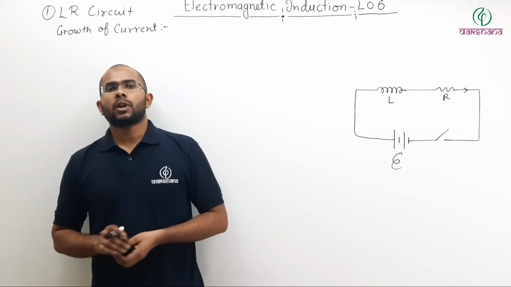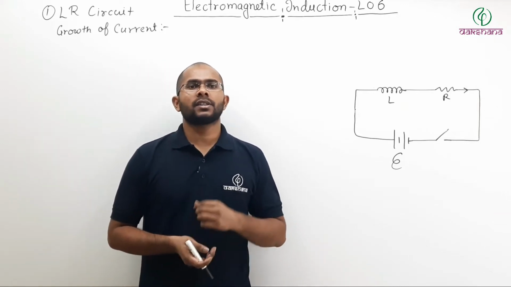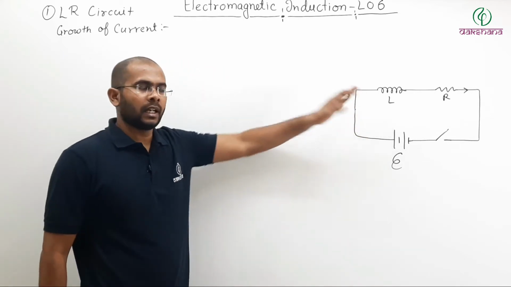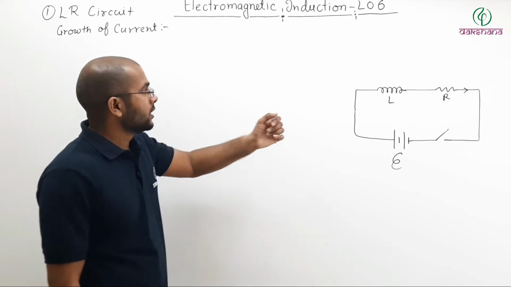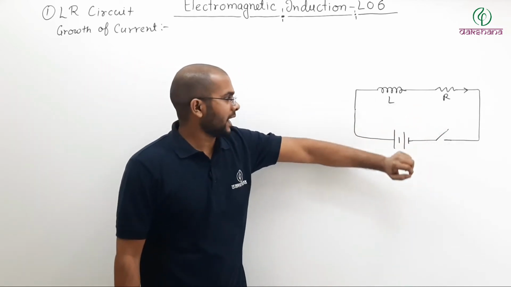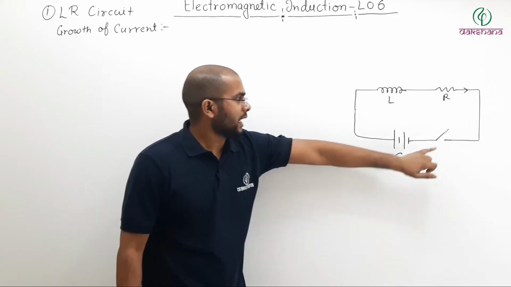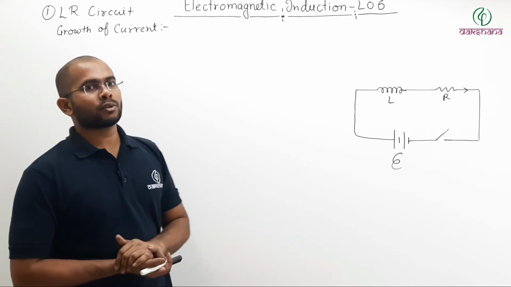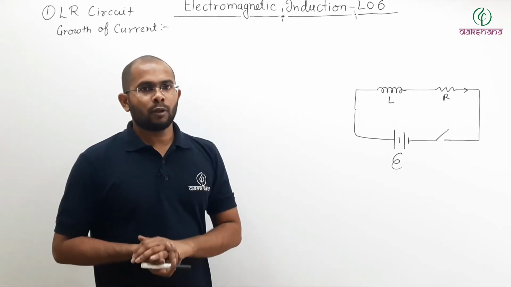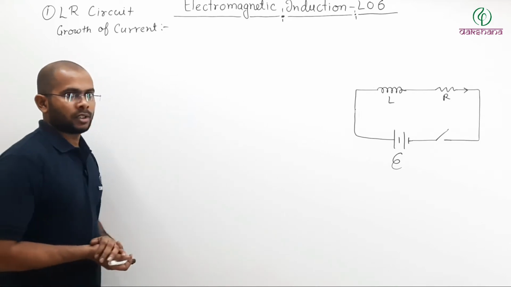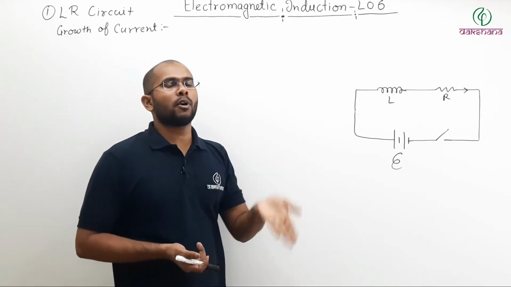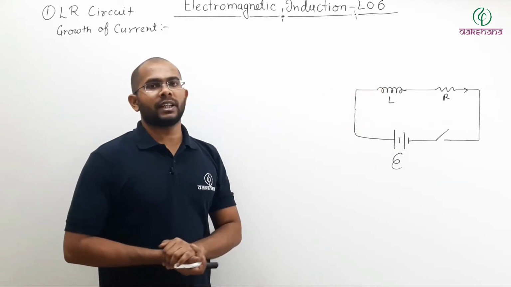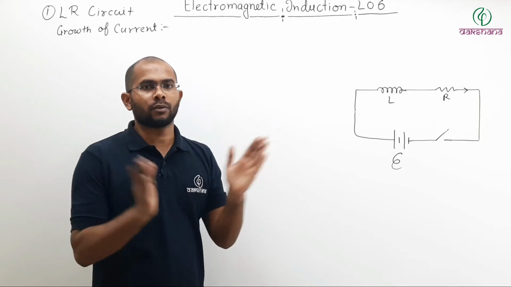Now let us talk about what an LR circuit is and how there is a growth of current in it. Here I have an inductor, which is nothing but a solenoid, and there is a resistance, a battery EMF, and a switch. This is your LR circuit. Right now the switch is open. What happens when I close the switch? At t equal to 0, before closing the switch, there was no current through the inductor. Current is zero, flux is zero.